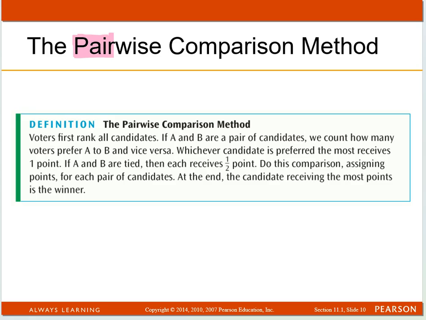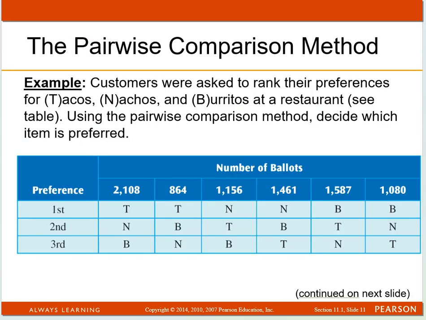Now, they took a break from the Anne, Ben, Karim, and Doreen situation, and we're getting into something that is more near and dear to my heart, ranking your choice between tacos, nachos, and burritos at a restaurant.